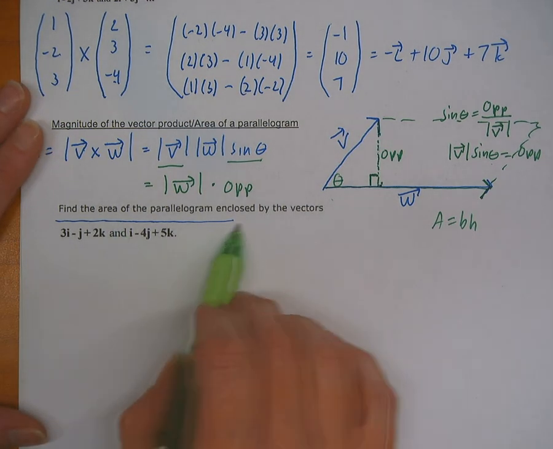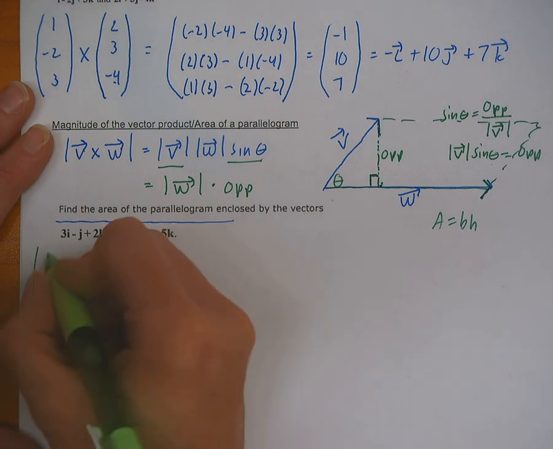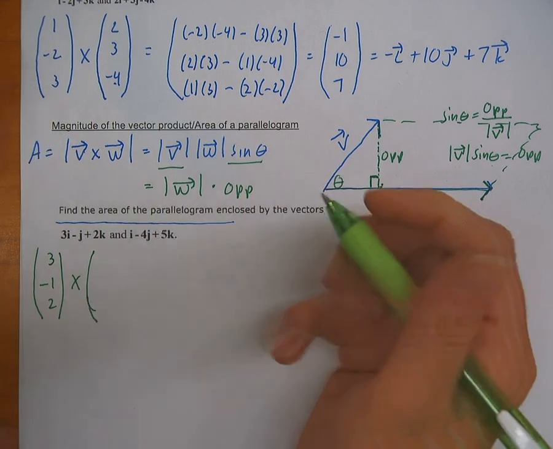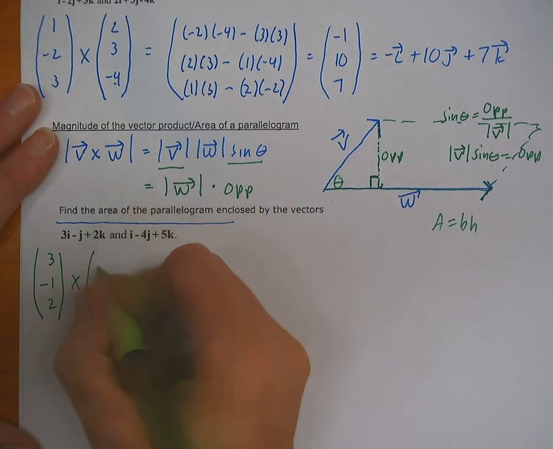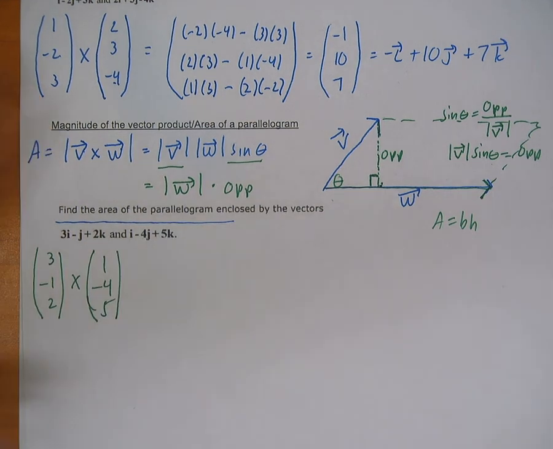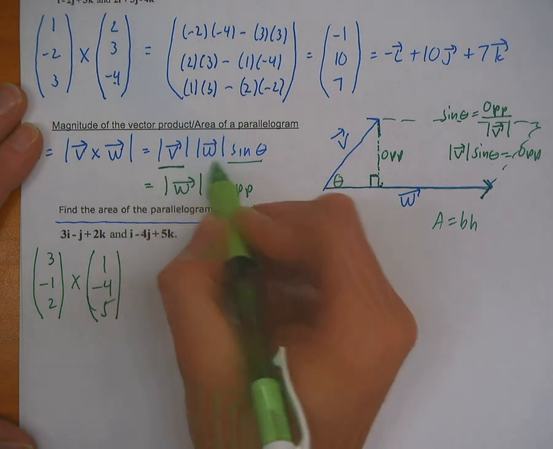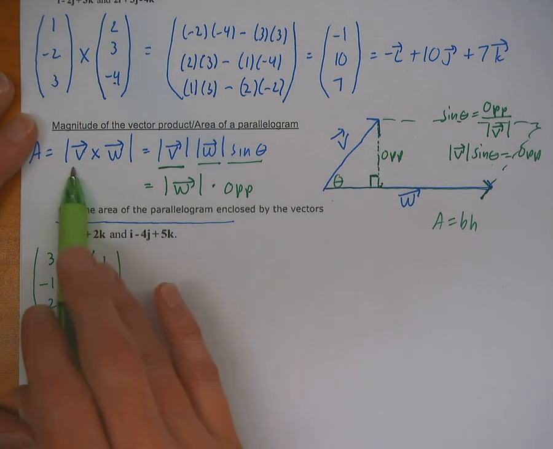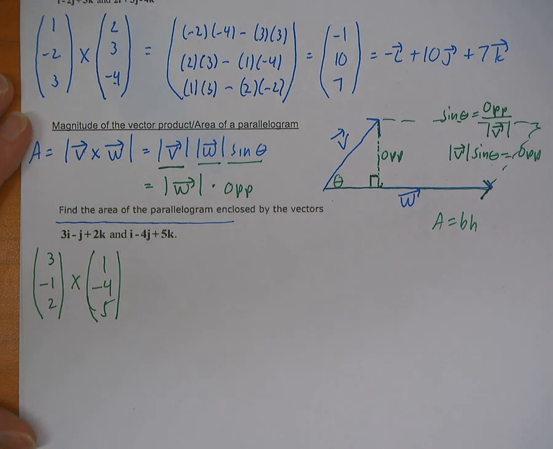Find the area of the parallelogram enclosed by the vectors. First I'm going to need to know what the cross product between these vectors is. And then once I know what the cross product of the vectors is, I could find the magnitude of it. That would be one way of doing this. Another way would be to find the magnitude of each one and then multiply by sine theta. Well, how would we figure out what that was? We could do some work on that. But I think I'm just going to do the cross product and then find the magnitude of that.